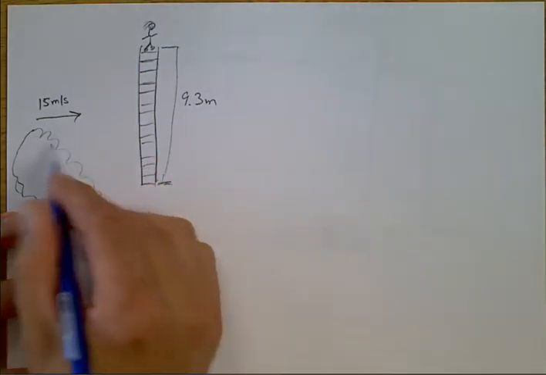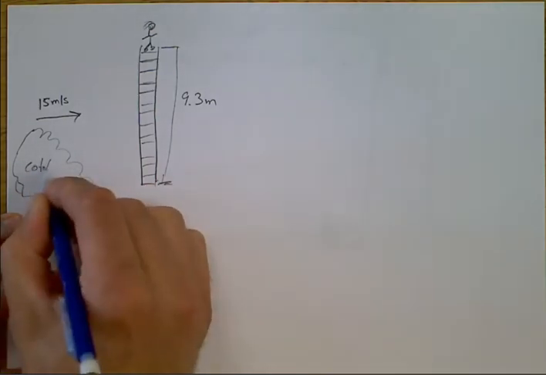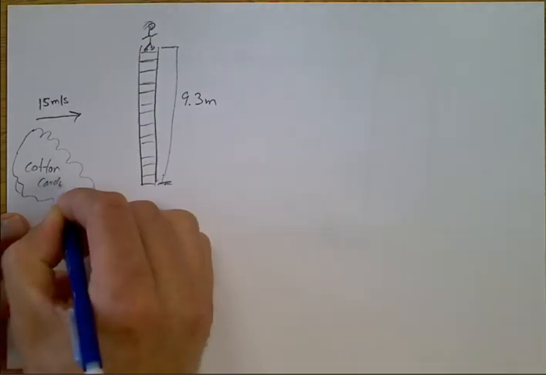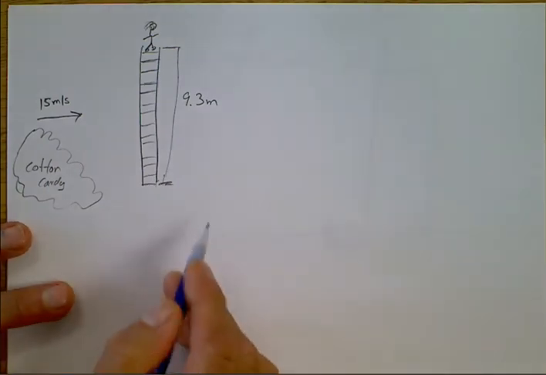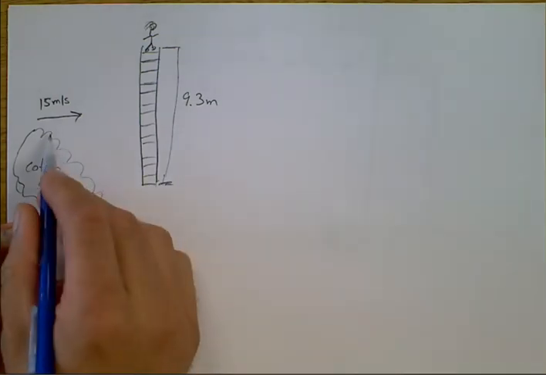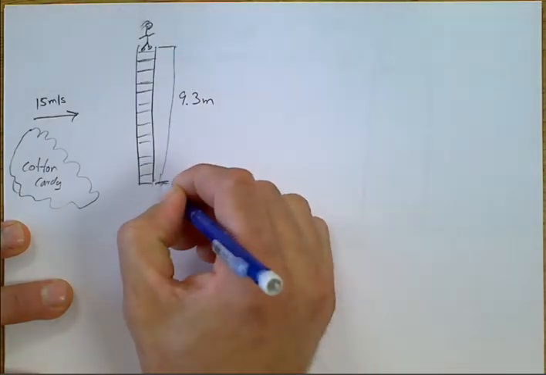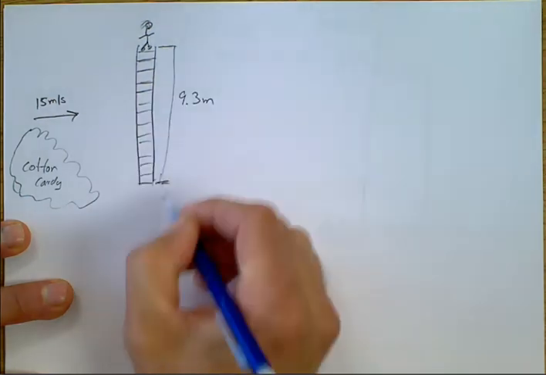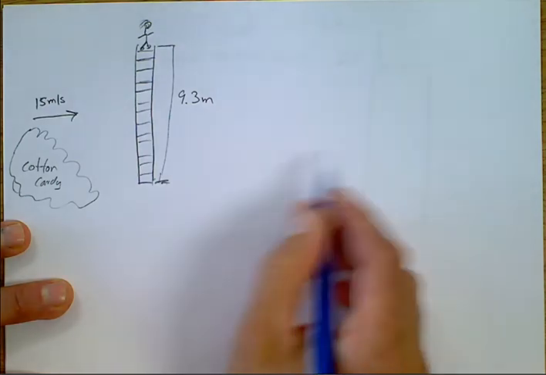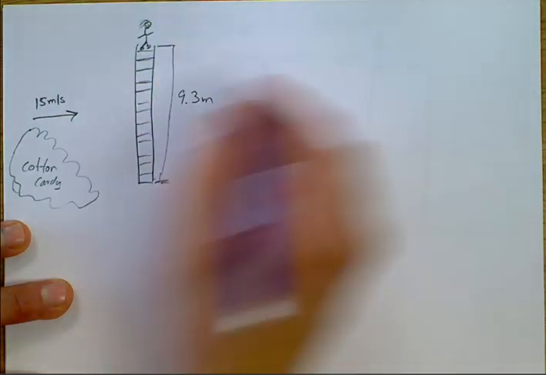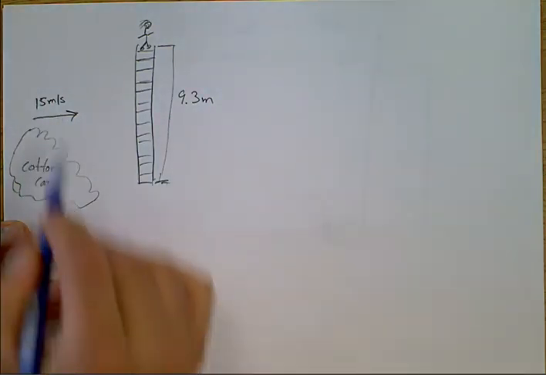And then you see a giant ball of cotton candy, tumbling along like a tumbleweed over here. And you think, oh man, that's a great idea. I'll jump into that cotton candy. But you notice that the cotton candy is going 15 meters per second that way. And so if you jump when the cotton candy is right there, by the time you get down to the bottom of this 9.3 meters, the cotton candy is going to be gone. So you need to think, okay, I need to jump when the cotton candy is a certain distance away so I land right on it.